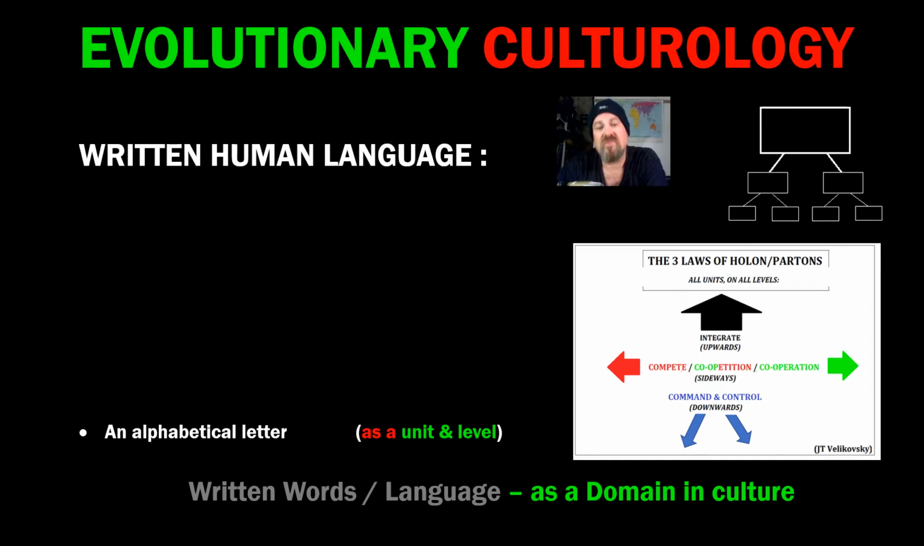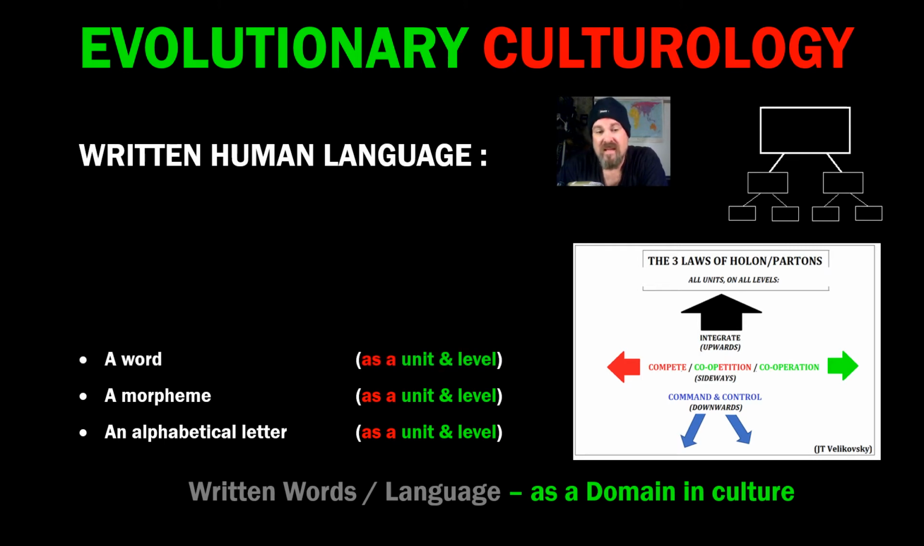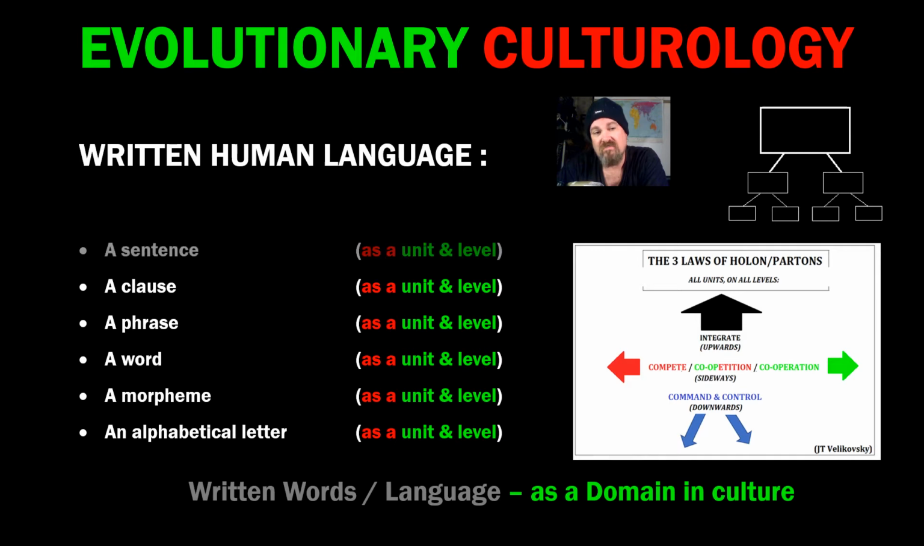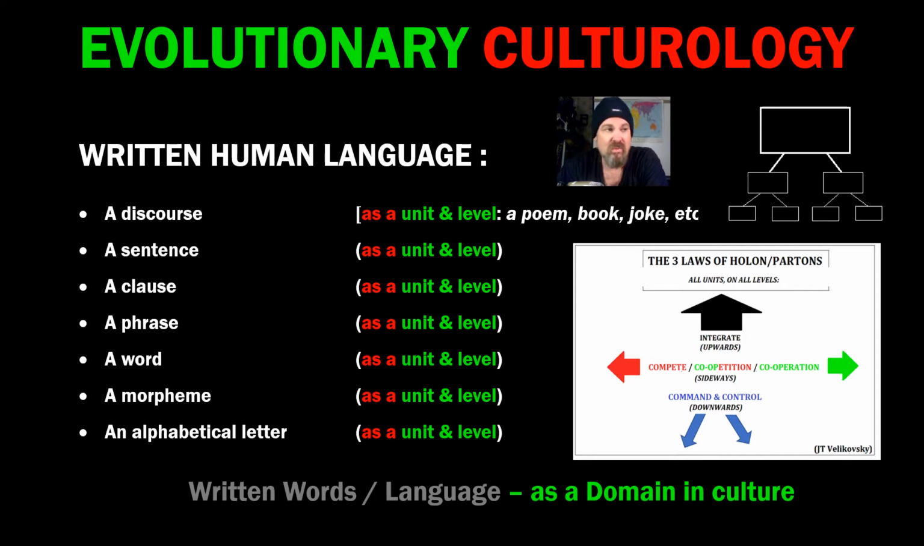Looking at the 3 laws, we integrate upwards into a morpheme, which is part of a word. That unit integrates upward into a word, which is a part and a whole at the same time. It's also a unit and level. So a word is part of a phrase. A phrase is part of a clause. Clause is part of a sentence. And a sentence is part of a discourse, whether that be a poem, a book, a joke, a scientific theory, what have you. So there's your 3 laws as an analytical tool for discrete units and levels of culture.